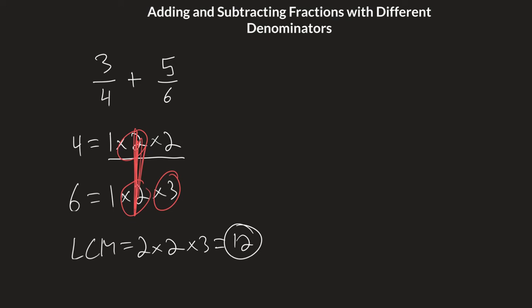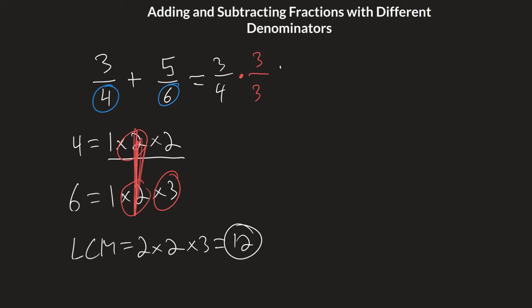Now what that means is we want to make our fractions have denominators of 12. So we want to change this 4 and the 6 to 12. We figure out 4 times what equals 12. Well, 4 times 3 equals 12, so we're going to multiply this fraction by 3 over 3.